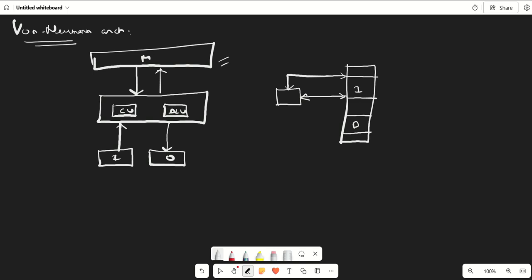So in order to nullify this bottleneck, we move to a different architecture, which is called the Harvard architecture. In this Harvard architecture, we have a processor and two memories. The first memory is dedicated for instructions, and the second memory is dedicated for data. This is the data memory, and this is the instruction memory. So we have separate bidirectional buses to each of these memories.